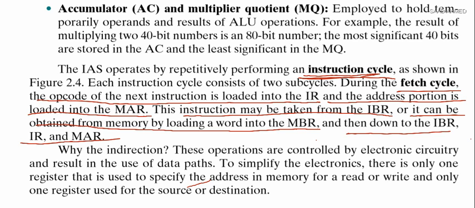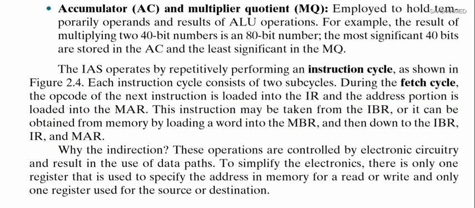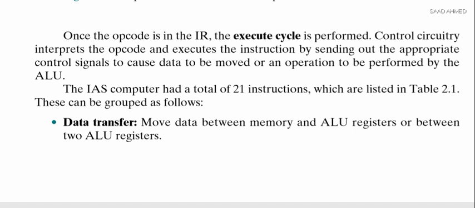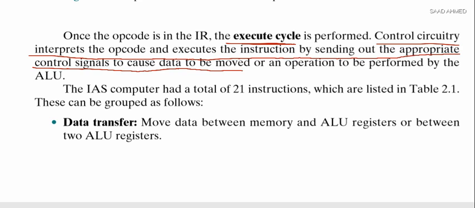The second part is called the execute cycle, and control circuitry interprets the opcode and executes the instruction by sending out the appropriate control signal to cause data to be moved or an operation to be performed by the ALU.